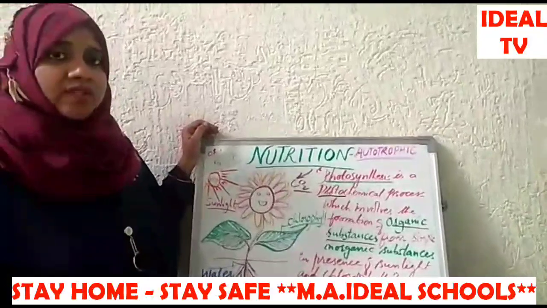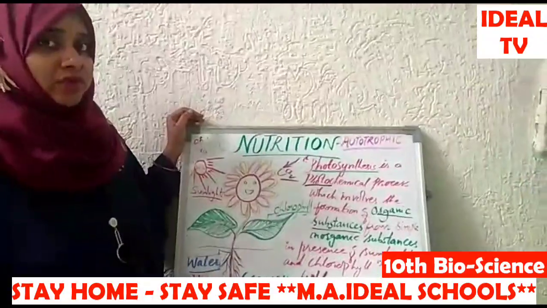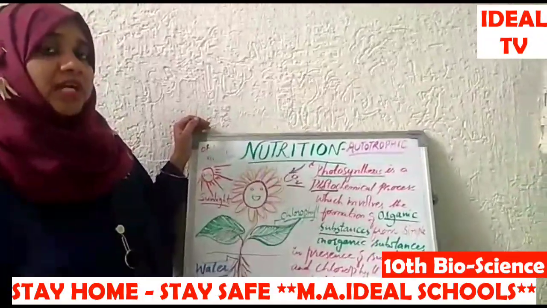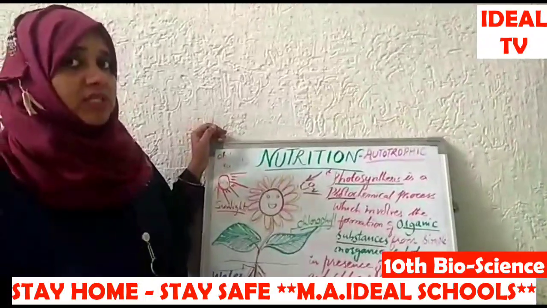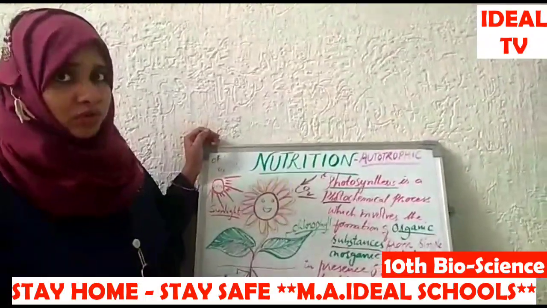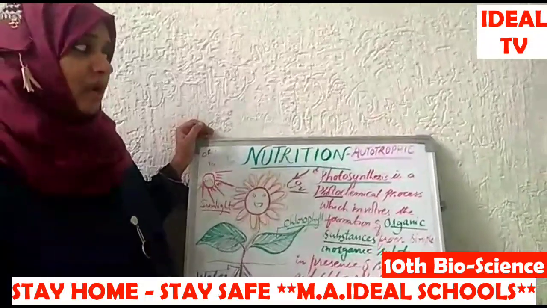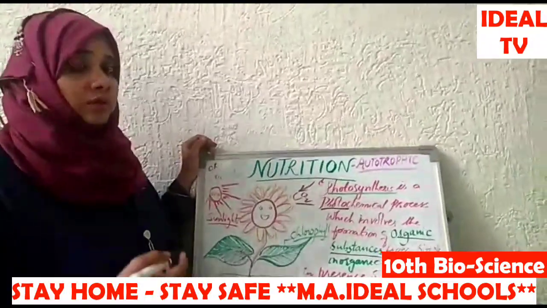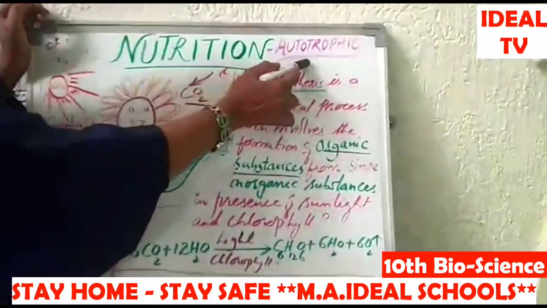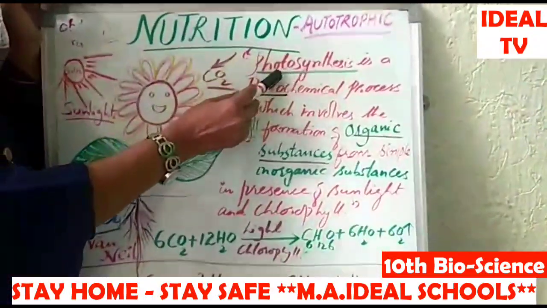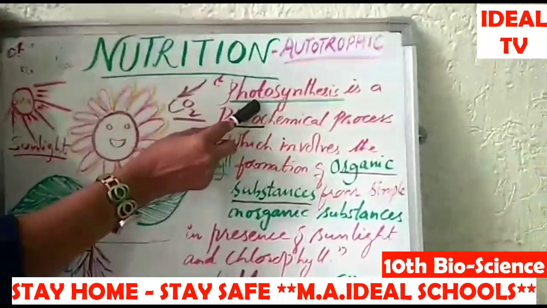In the previous class, we have studied nutrition and different types of nutrition, like autotrophic nutrition and heterotrophic nutrition. We have also seen different types of heterotrophic nutrition. But today, we are going to study a specific type of nutrition, and that is autotrophic nutrition. In this autotrophic nutrition, we are mainly focusing on the process of photosynthesis.